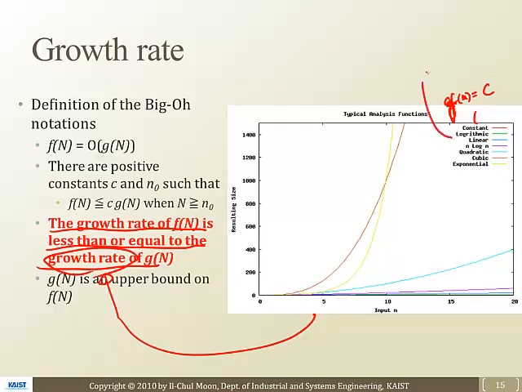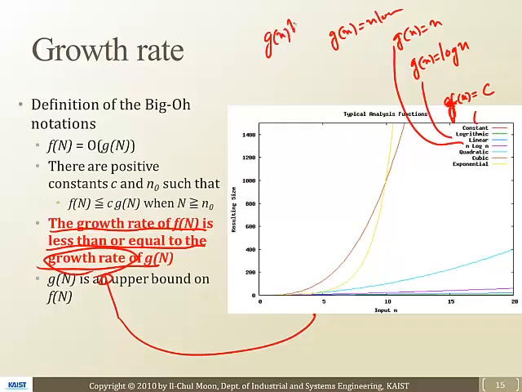The logarithmic function is Gn equals log n, right? And linear here is Gn equals n, n log n is Gn equals n log n, quadratic is Gn equals n squared, and cubic is Gn equals n cubed, and Gn equals exponential n, right? So this graph draws the growth of these functions.